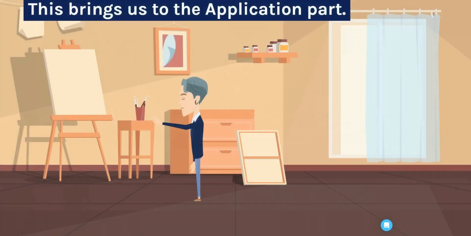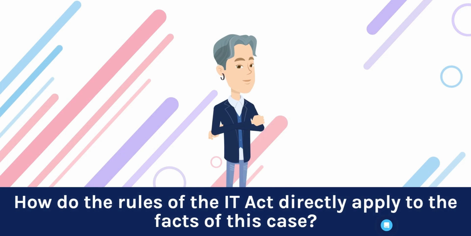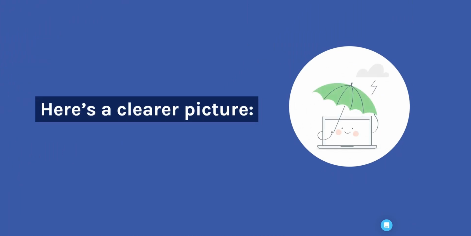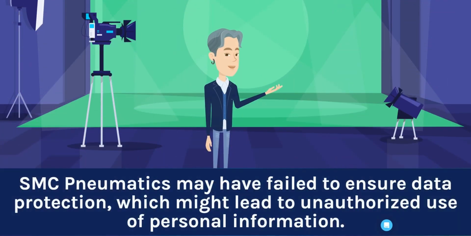This brings us to the application part. How do the rules of the IT Act directly apply to the facts of this case? Here's a clearer picture. SMC Pneumatics may have failed to ensure data protection, which might lead to unauthorized use of personal information.